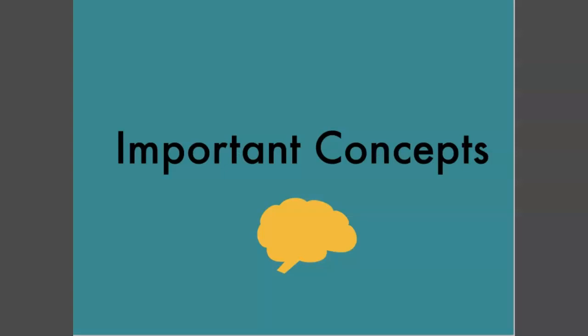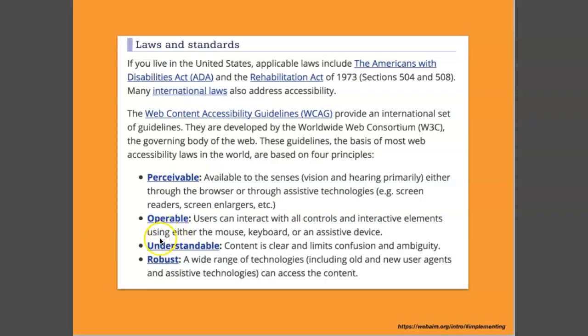Important concepts that were learned. Not only do we need to consider the laws and standards as laid out by the Americans with Disabilities Act, but also the Web Content Accessibility Guidelines, the WCAG. This point that I really thought was important was that they need to be perceivable, which also covers vision and hearing, operable, which is people with physical disabilities, understandable, which meets people with cognitive disabilities. That was somewhat new to me.